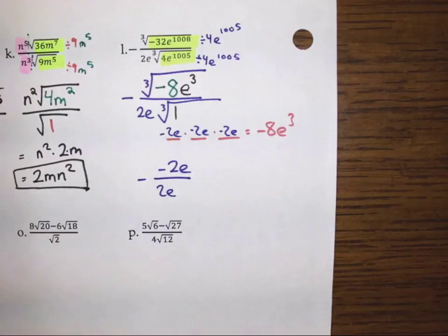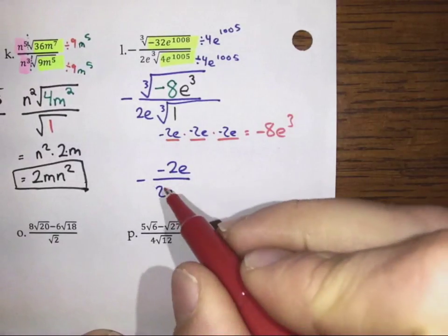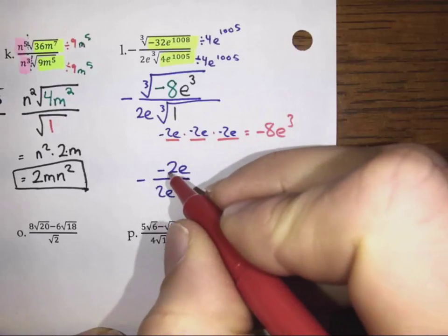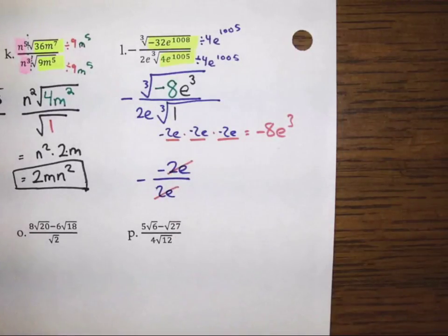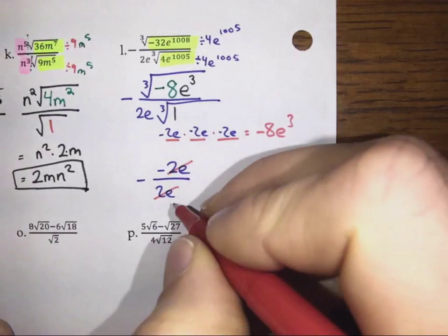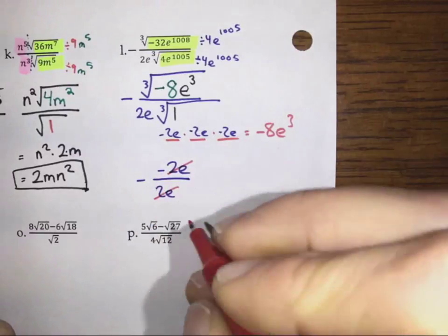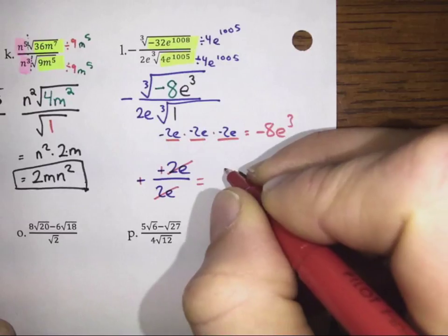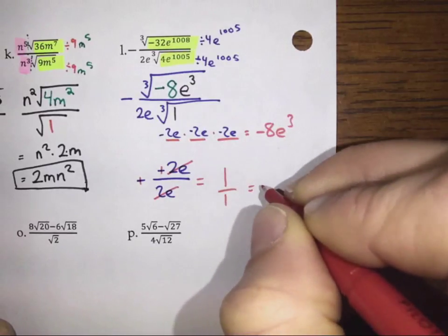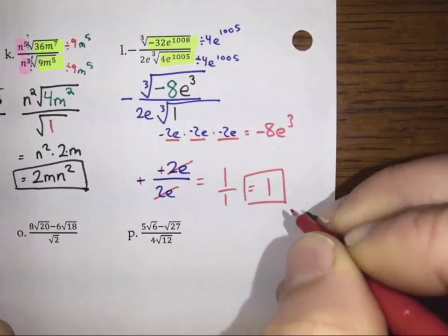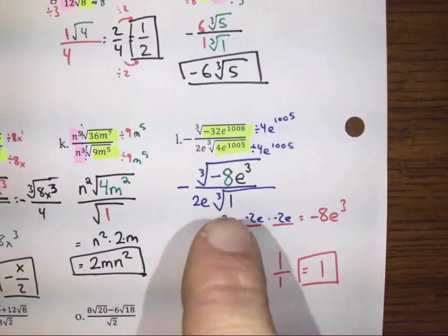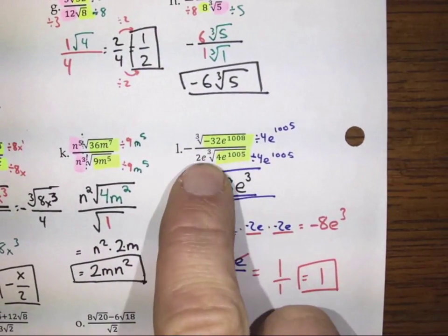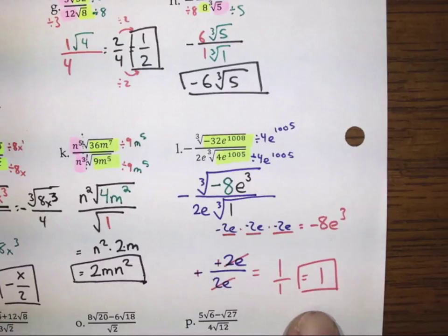Okay, so what's happening here? It looks like I have a 2e on the top and a 2e on the bottom. So we're going to cancel those out, leaving 1 on the top and 1 on the bottom. And we also have 2 negatives, which cancel out to give us a positive. So you end up with positive 1 over 1, which is 1. So the whole thing simplifies to 1. And here you could definitely agree that this is more simple than this form.